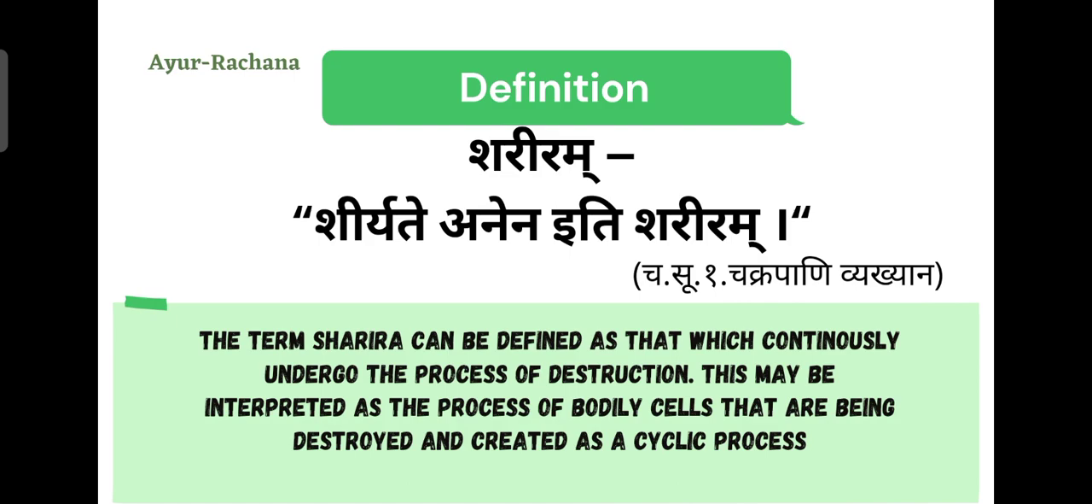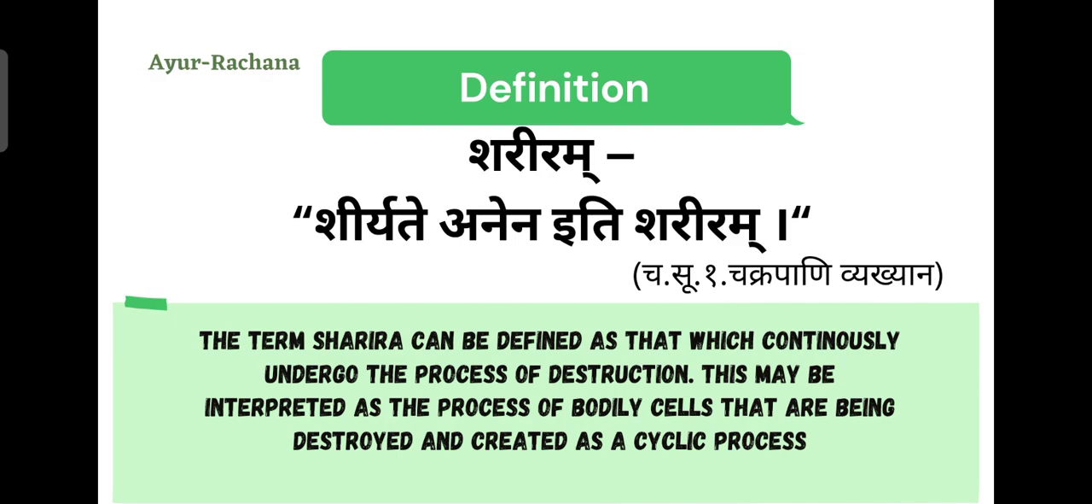So in this particular context, it is clearly mentioned that the Sharira can be defined as that which continuously undergoes the process of destruction. So you'll be thinking how it is happening like that, only destruction is happening. It's not like that. This can be interpreted as the process of the bodily cells that are being destroyed and created as a cyclic process.